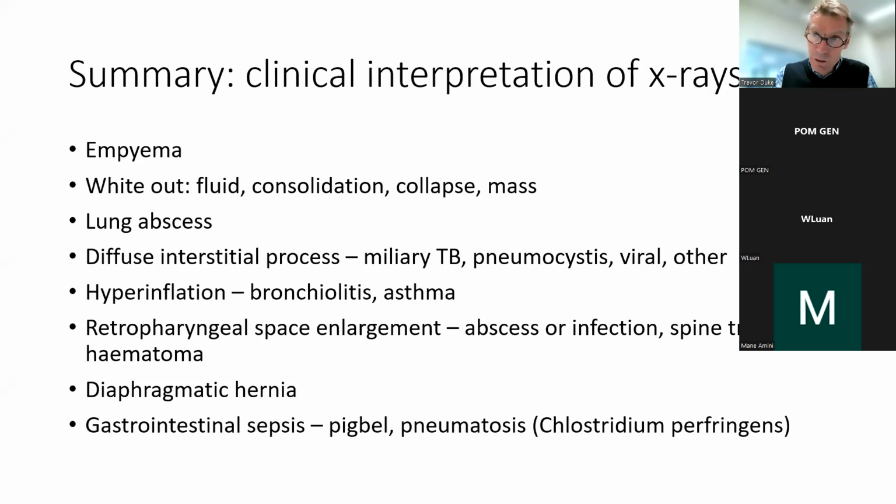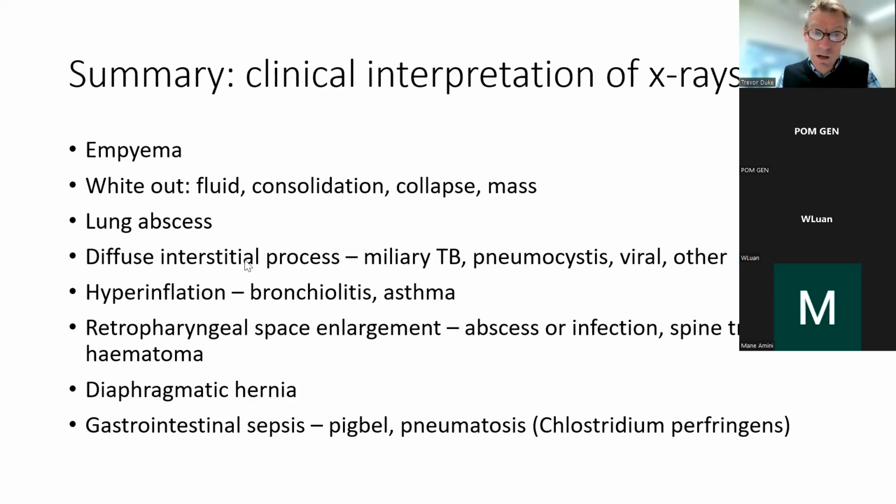And if you see a white out of the chest, then it can only be one of four things. It could be fluid or consolidation, where you should see air bronchograms, or it could be collapse, where you've got the mediastinum typically shifted towards the side of the affected lung, or it could be a mass where the mediastinum is shifted away. Right? We talked about lung abscesses and how you should then think that could be staph, and in that case what type of staph it could be. We've thought about a diffuse interstitial process, and in this case it was pneumocystis, but it could be miliary TB, or it could be viral pneumonitis or something else.